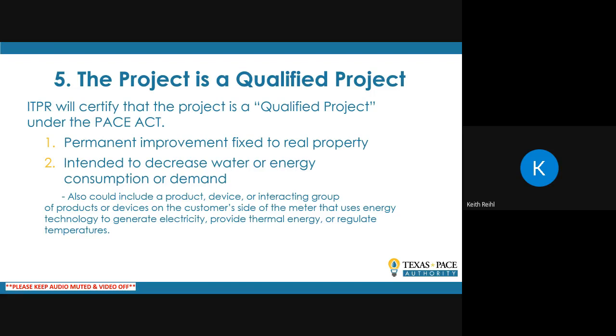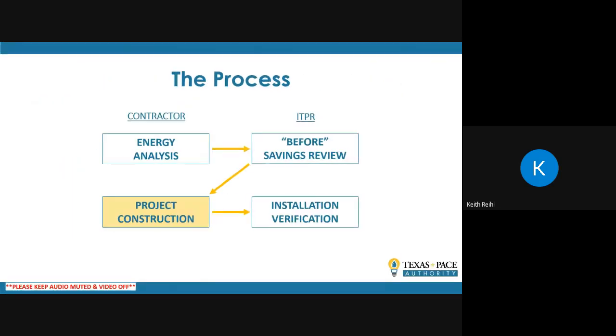It really kind of depends a little bit. There's a little leeway there, I think, but it would be really questionable to count that as a permanent. It also needs to be intended to decrease water or energy consumption or demand. So it can include a product, device, or interacting group of products or devices on the customer side of the meter, that use energy technology to generate electricity, provide thermal energy, or regulate temperatures. So we talk about combined heat and power, CHP, as well as being something that could be used. Next.